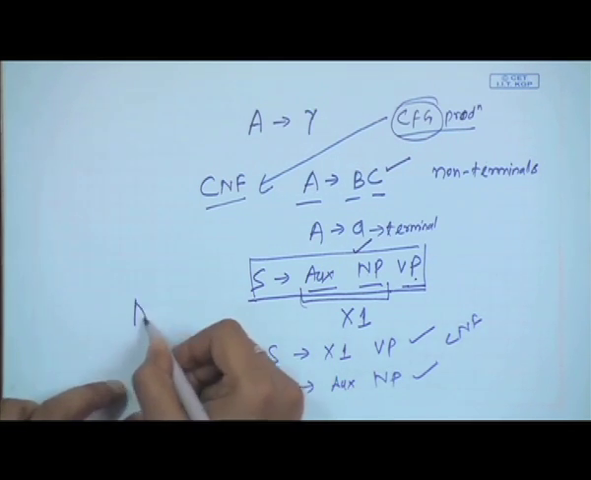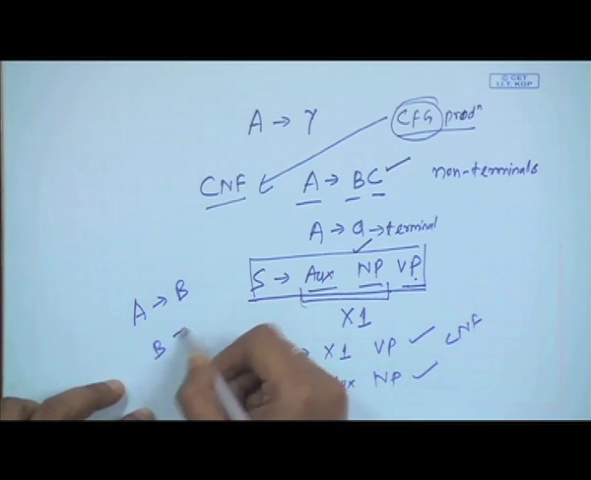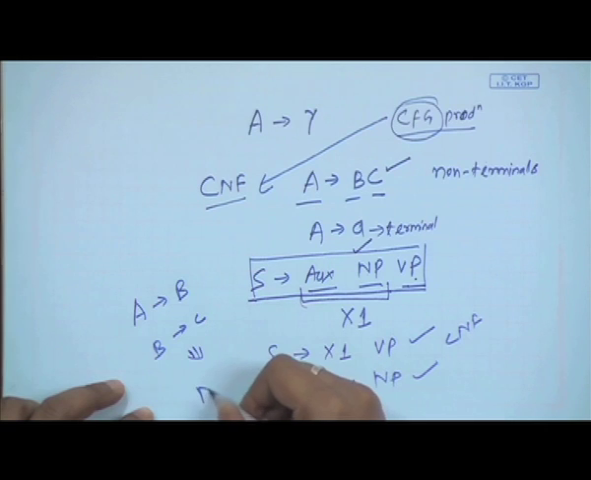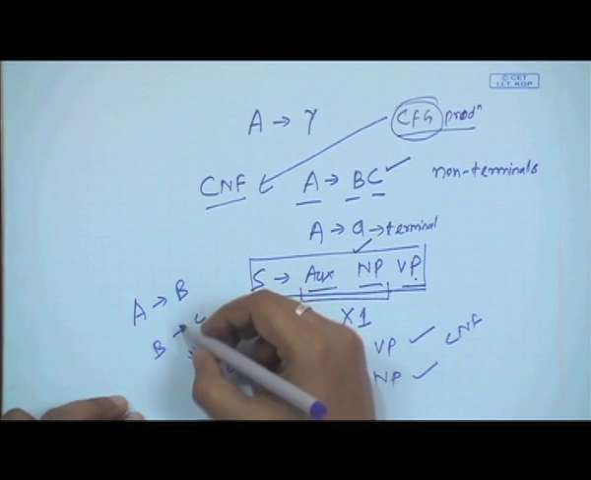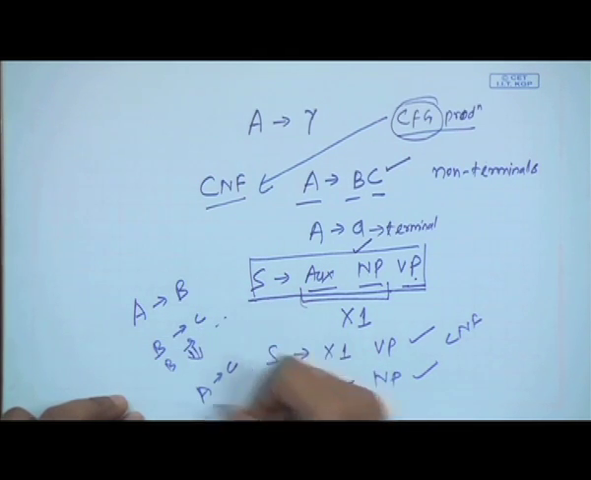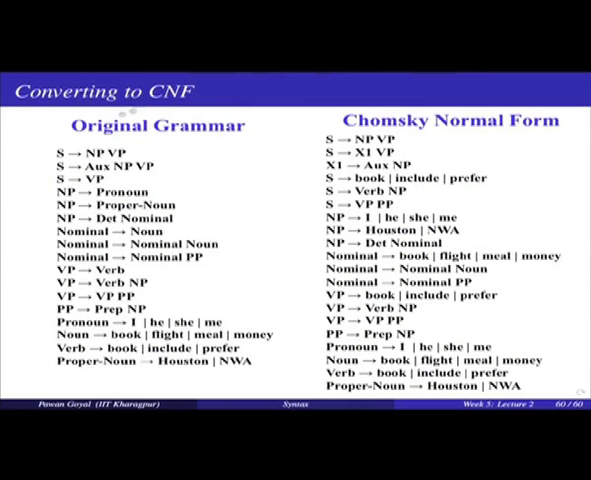And if you have a rule like this, A goes to B and B goes to C, you take this to A goes to small c. This is a terminal. Also if B has something else, it would take care of everything in this. Yes, that's what we saw in this particular example. So now, if I convert this original grammar to Chomsky normal form, this is how it will look. You see that here S goes to VP now has multiple rules. S goes to verb NP, S goes to VP NP, and S goes to book, include, prefer, and so on for the other cases.